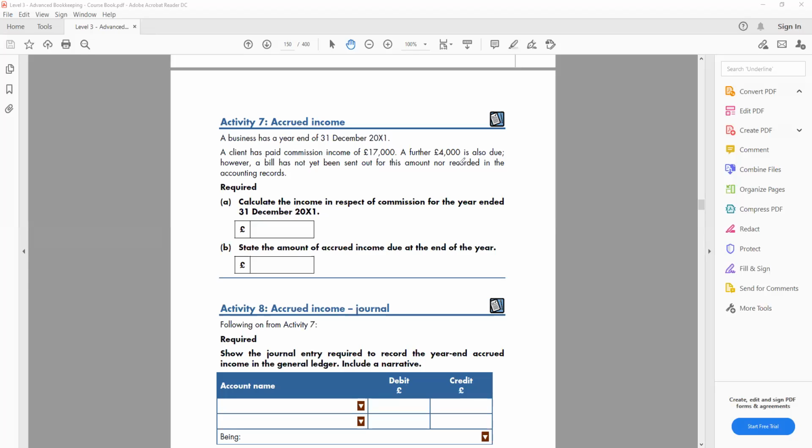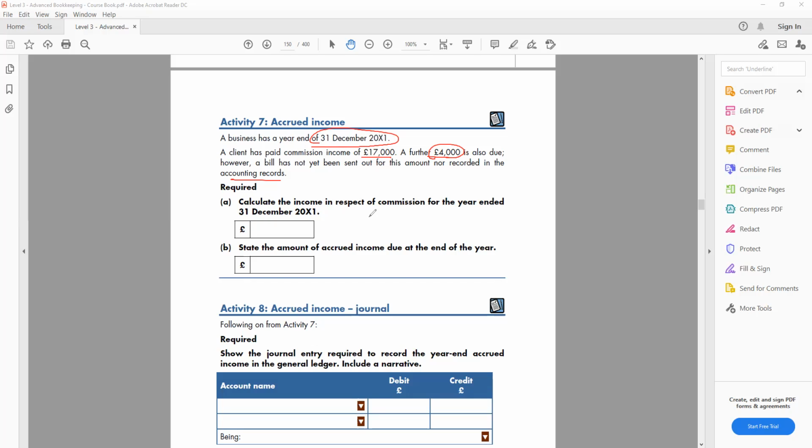A further 4,000 is due. So 4,000 is still due. Already the client paid 17,000 and 4,000 is due. However, a bill has not yet been sent out for this amount or recorded in the accounting records. So this 4,000 bill I didn't send to the customer yet, or I didn't record in the financial statement. So this one I already received in the bank account, and this one I didn't send the bill for, but this income is already earned. That means this income belongs to this year, 31st December 2001.